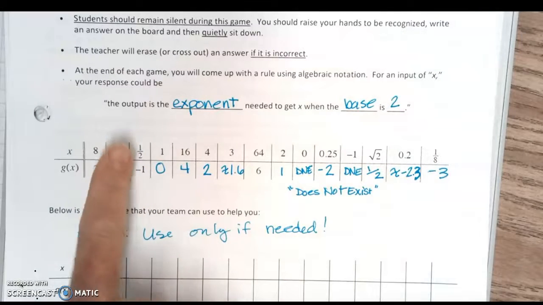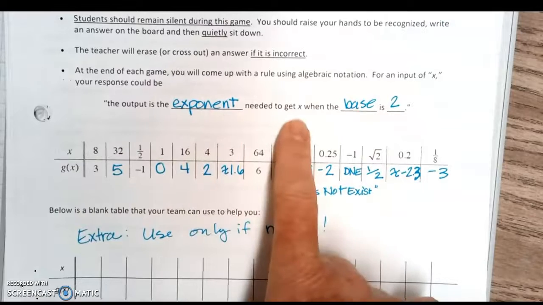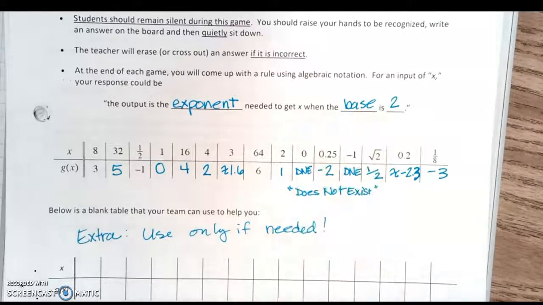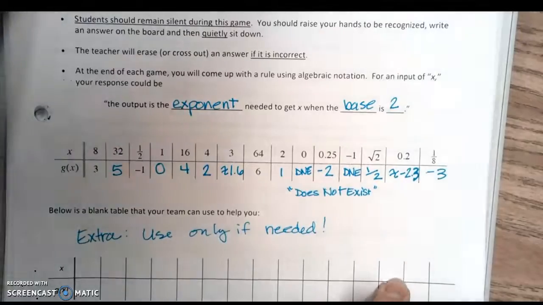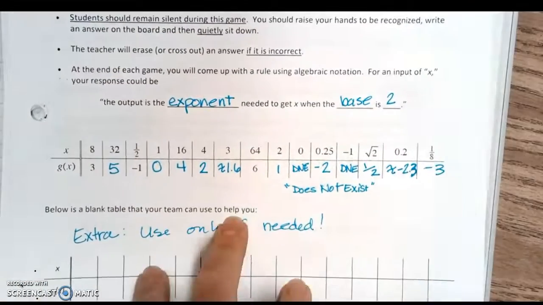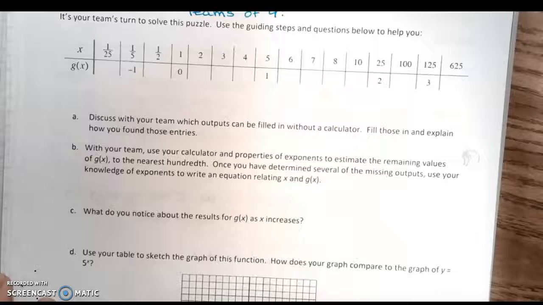But the general rule is this. The output is the exponent needed to get X when the base is 2. So exactly what John said. Y equals 2 to the power of X. Okay? And, oh, bless you. All right. Everybody copied it down from either here or off the board. We're good? Okay. All right, flip over to page 21.